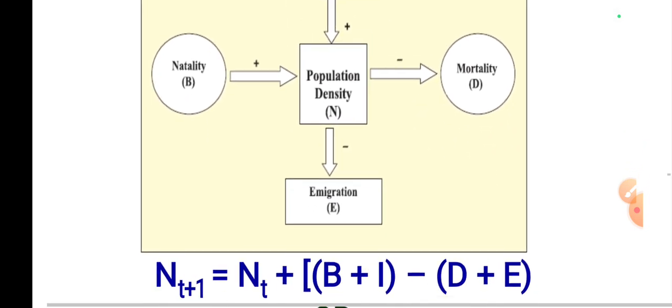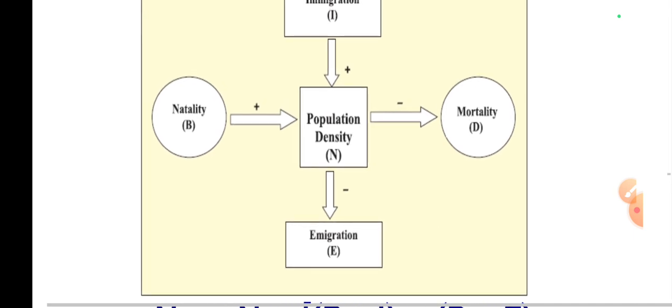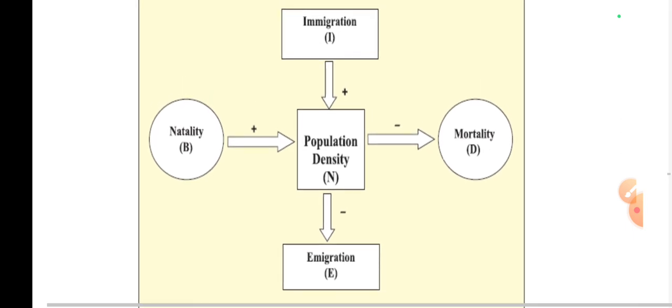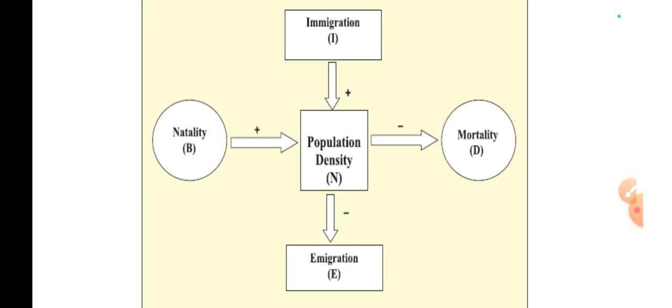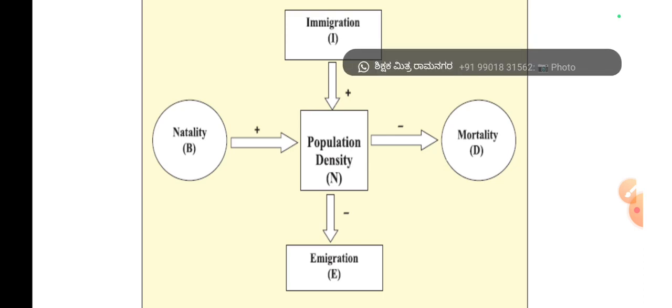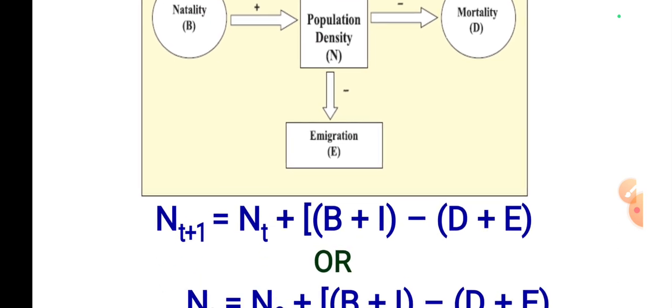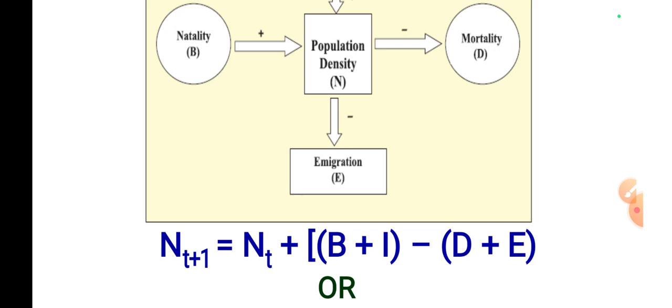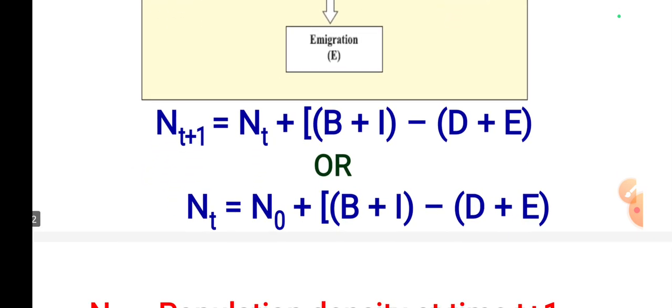Then this chart shows population density. Emigration is given the symbol E, mortality the symbol D, immigration the symbol I, and natality the symbol B. Immigration and natality are positive, emigration and mortality are negative, and population density is N. So N(t+1) = N(t) + [(B + I) - (D + E)]. Here B, I, D, E are the symbols given. This is the formula used to calculate population density.